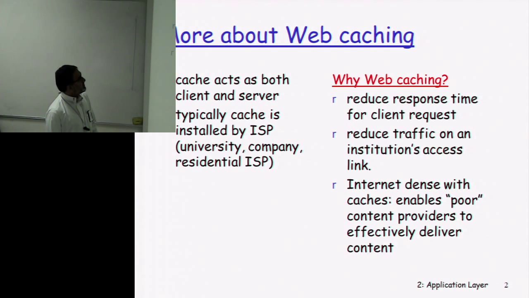So the cache acts as both client and server. When it is serving the client request, it is acting as a server, but when it is fetching a page from the origin server, it is acting as a client, because it has to update the copy of the web page in its cache. For that reason the proxy server, the cache, will fetch the copy of the website from the web server. In that case, the cache is acting as a client to that web server, and when it is serving the client in the LAN, it is acting as a proxy server. So cache acts as both client and server.